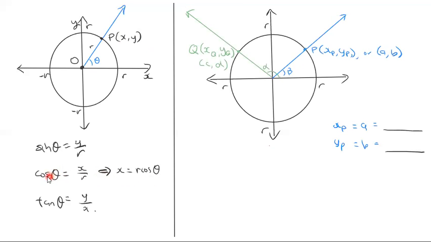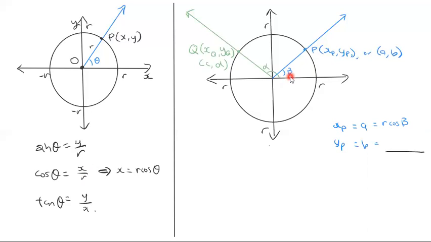Does everyone follow? If cosine of theta is x divided by r, where x is the x coordinate and r is the radius, then I can simply rearrange to say the x coordinate will always be r, the radius, times cosine of theta, whatever angle it is. In this case, if our angle is beta, I just change the theta to a beta and I'm done. Does that make sense?